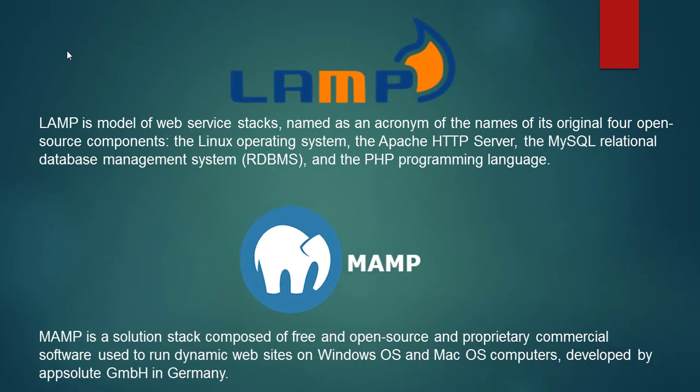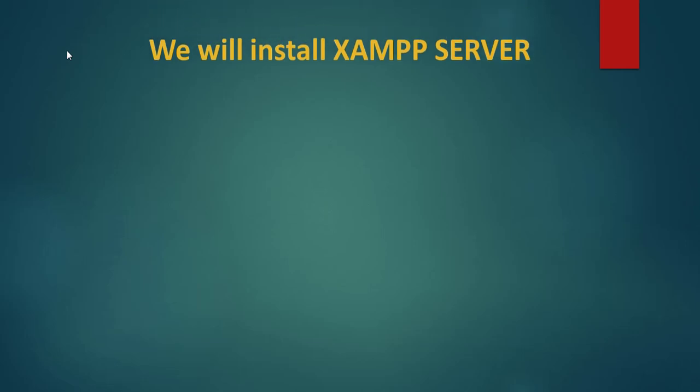MAMP is a solution stack composed of free and open source and proprietary commercial software used to run dynamic websites on Windows OS and Mac OS computers, developed by Appsolute GmbH in Germany. We will install the XAMPP server for our tutorials because it is free and cross-platform. It can be installed on Mac OS, Windows, Linux, Solaris, etc.